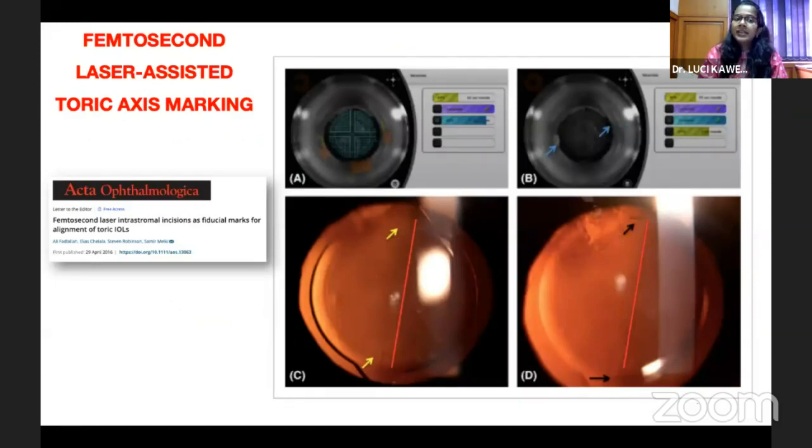Now, the femtosecond laser machines have also come up with this toric marking. On the Catalyst system, there is an option of intrastromal marking for axis alignment. You can see here faint marks of the intrastromal axis marking. The issue with these intrastromal markings is sometimes they might be slightly faint, and suppose the pupil is not very well dilated, it might obstruct your view for the axis placement.